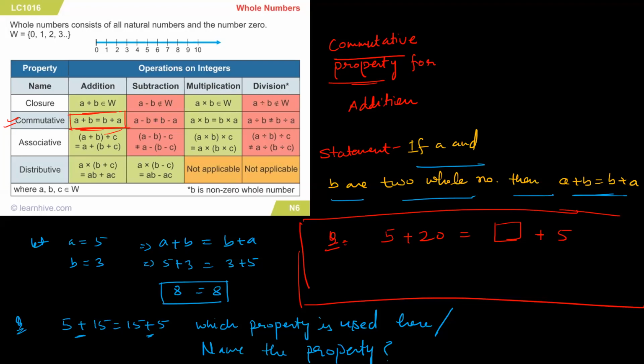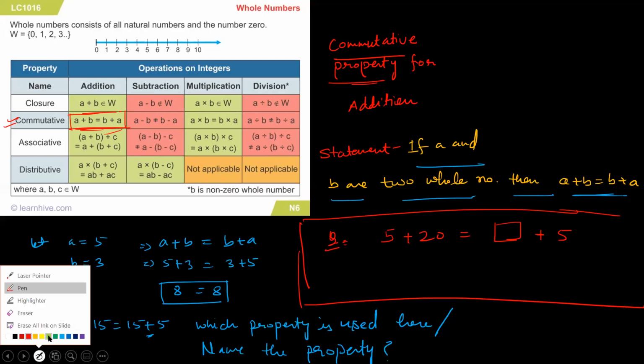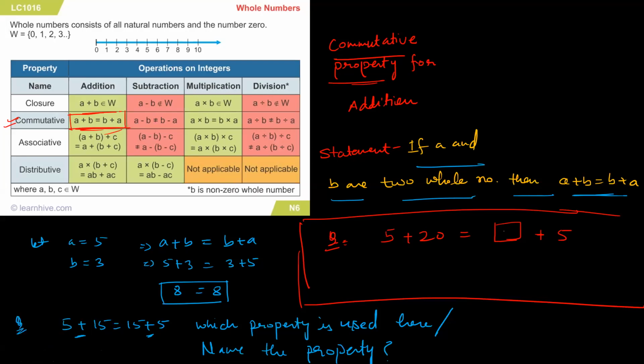Bisma, Mansi, Rukaiya, and Ali, Jatin, Talha. Very good. All of you are writing the right answer. So right answer is of course 20. Okay, because this is the commutative property for addition.